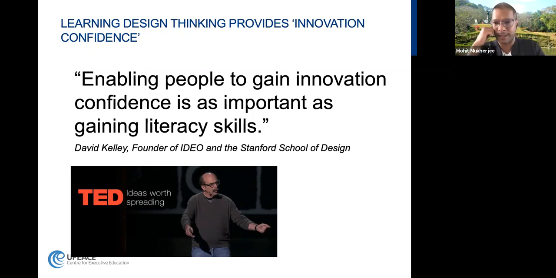So in fact, my exposure to design thinking came as an educator. I consider myself first an educator, then maybe a social entrepreneur, and then somebody who runs a center for executive education. So it was very powerful to see how these 5 steps can be used across different sectors.